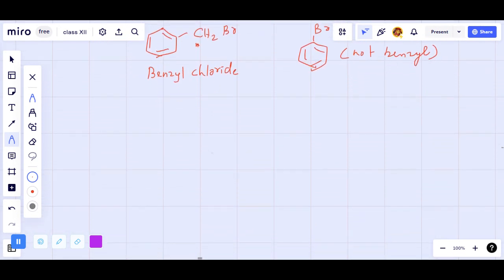Now we have seen, under the classification of sp3 carbon, that is single bond compounds, alkyl halides. Under alkyl halides we saw three classifications: primary, secondary, and tertiary. Then allylic halide, then benzyl halide. So these are the classifications which come under sp3 carbon. Next one we are going to see.